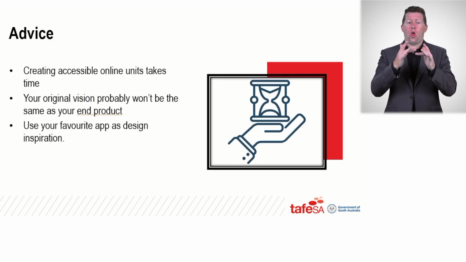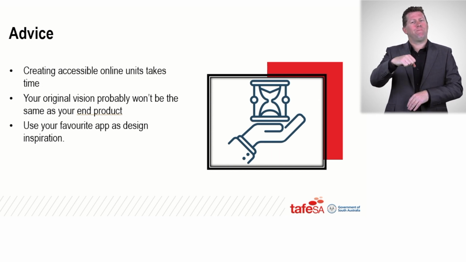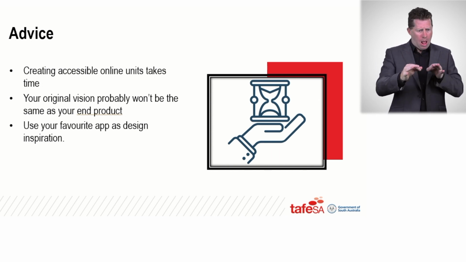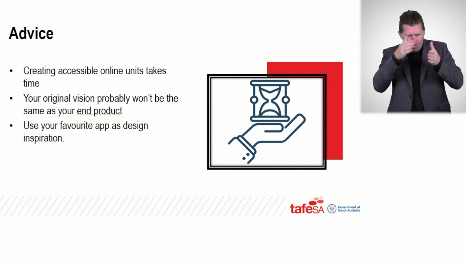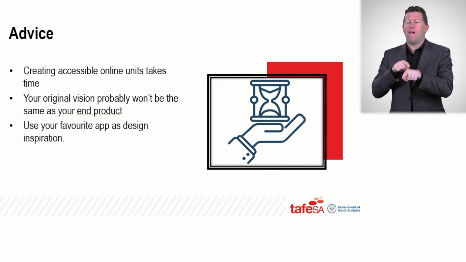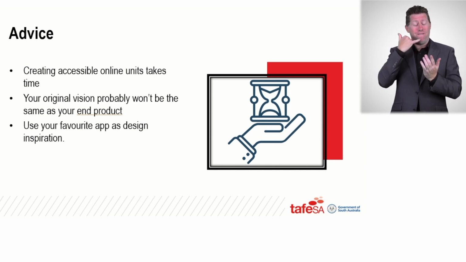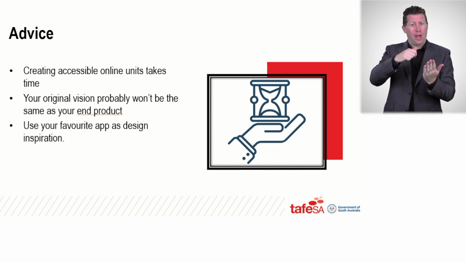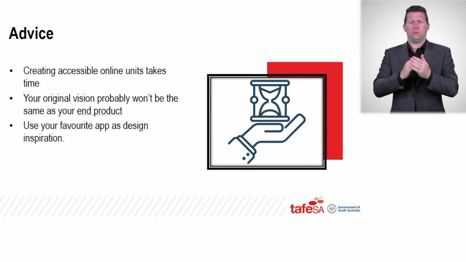Creating online learning that is accessible to all of your learners takes significant time. Try and get feedback at the planning stage if you can. This will help keep your design clear and focused. Try not to overcomplicate your design. Keep it as easy to follow as possible. If you think about how user-friendly your favorite app is, try and replicate that and have a similar experience for your learners.